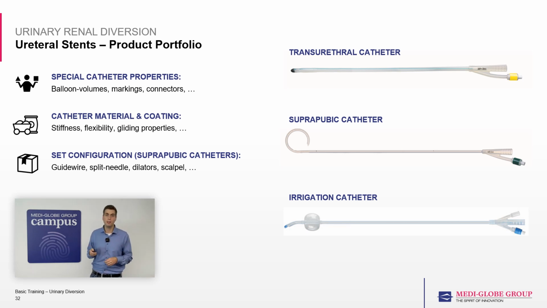Special catheter properties. Here it's important to offer different variations of balloon volumes. Also the markings are important, for example for the suprapubic catheter, to have a success control if the catheter is already inside of the bladder. Also for the suprapubic catheters we have a wide range of set configurations. As you can imagine, set configurations with guide wires and so-called split needles and dilators to be able to insert the suprapubic catheter through the skin inside of the bladder.